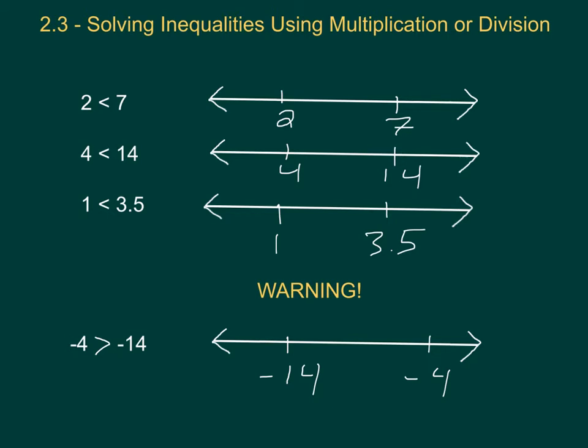This is an important thing to keep in mind. This is going to be the main thing that's new about this section. It comes from the fact that when a number is bigger as a positive number, it gets smaller as a negative number. 14 is bigger than 4, but negative 14 is smaller than negative 4. The bigger the negative, the smaller the number actually is. That's going to be the big key for what we're going to look at today.